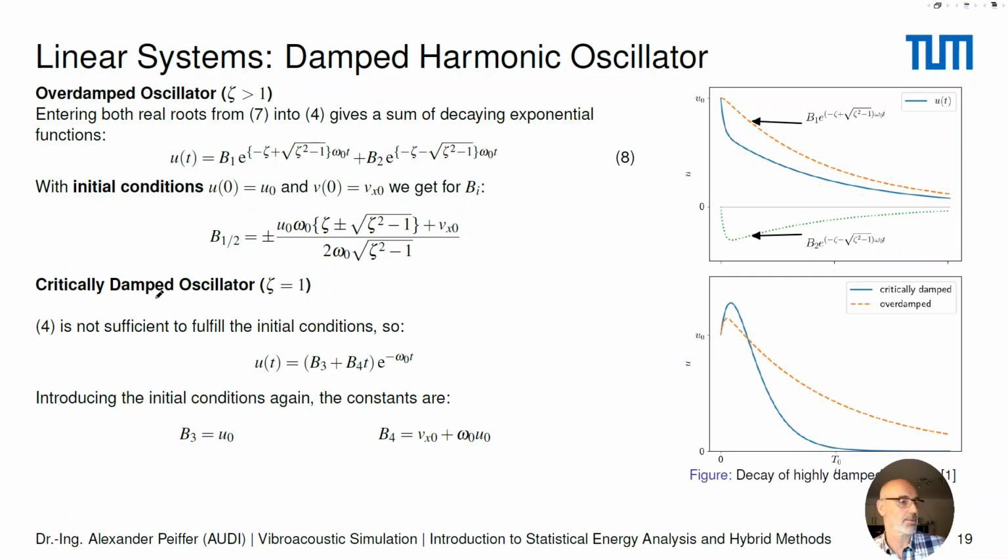Good. Let's come to the critically damped oscillator case. This is where we have only one sum. Due to this case, the result given by equation 4 does not fulfill all initial conditions. We need an extra solution, which is given by another B times t as an extra constant. If we introduce this in the initial conditions, we get the results for B3 and B4 as given here.